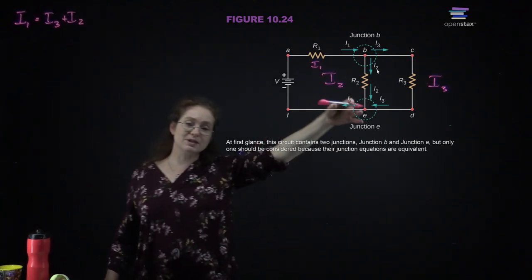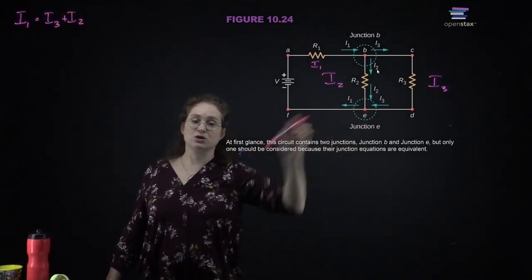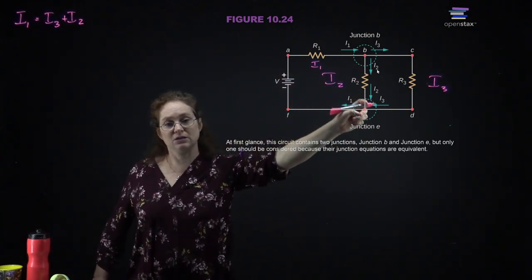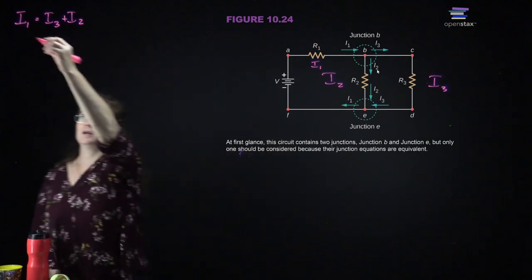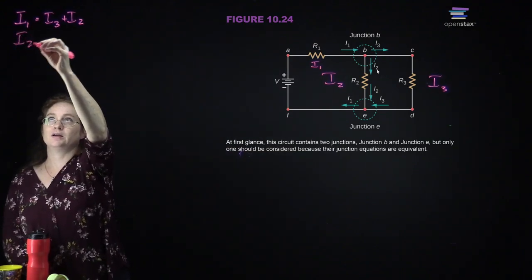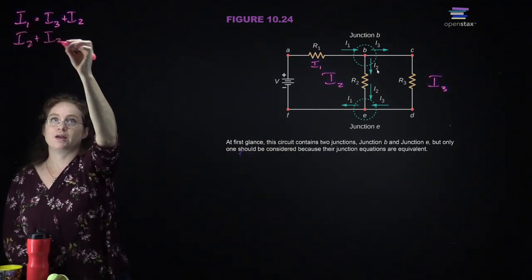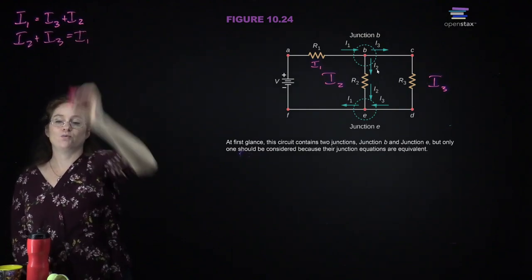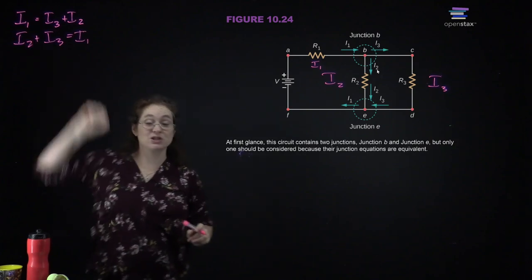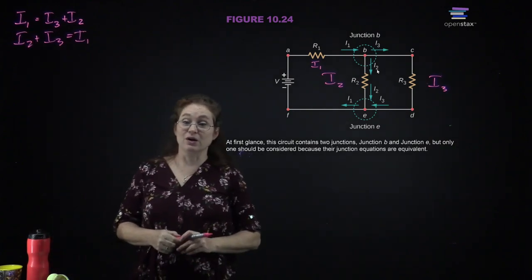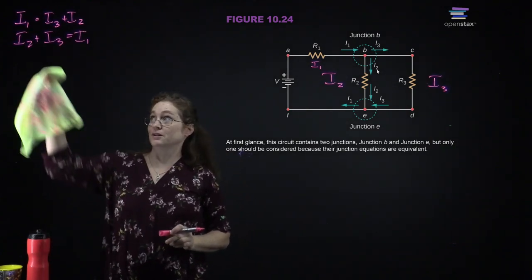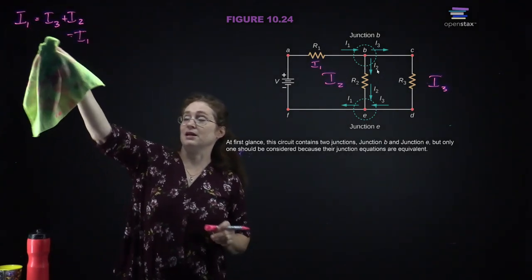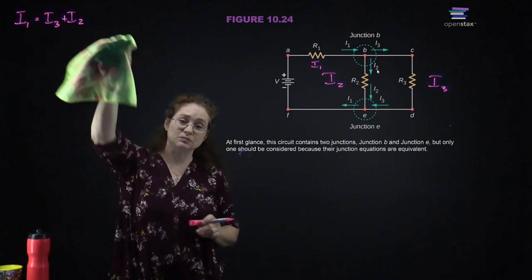Now, why was it stated that these two junctions are equivalent? Well, we can look at the current into this junction. That is I2 plus I3. That's the current going in. That is equal to I1. These two equations are redundant. They are equivalent. They are the exact same equation. That's why it didn't give us any additional information.